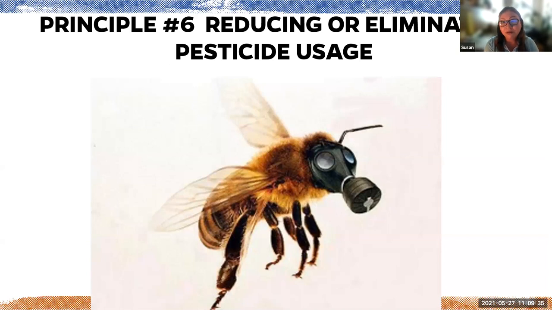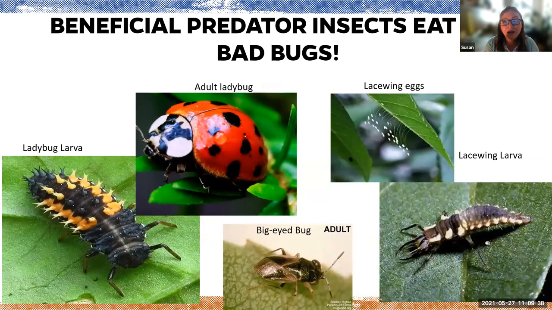Principle number six is reducing or eliminating pesticide usage. Always very important. There are plenty of beneficial predator insects out there who are working all of the time to eliminate the bad guys, the bad plant pests. So before you just get out the spray bottle and start spraying away at any sort of plant pests that you see, make sure that you identify it first. Make sure, A, you're not killing a butterfly or a caterpillar that's going to become a butterfly, for instance, and making sure that you're not wiping out one of these really excellent beneficial predator insects that's working really hard for you.